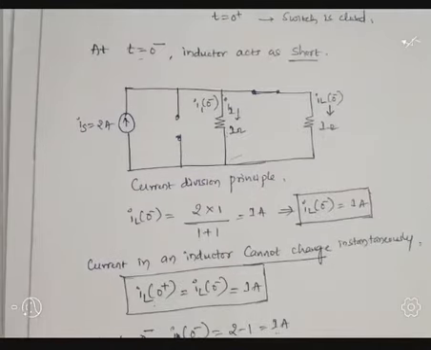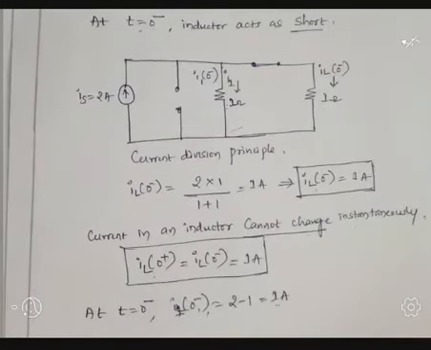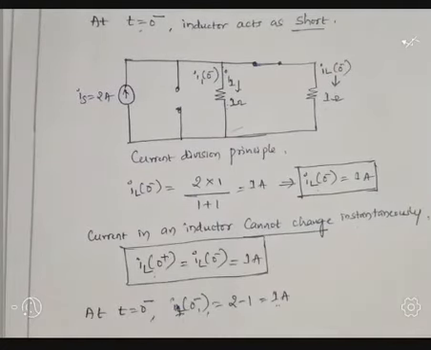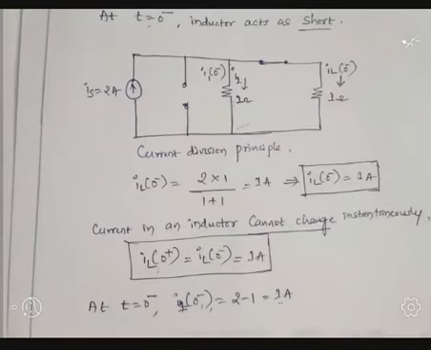I will repeat. In case of resistors, both voltage as well as current change instantaneously. In case of inductor, current cannot change instantaneously. Current remains the same before and after the switch. Coming to the capacitors, voltage across capacitor cannot change instantaneously, which means the voltage drop across the capacitor before and after the switch remains the same. These 3 points we have to remember.